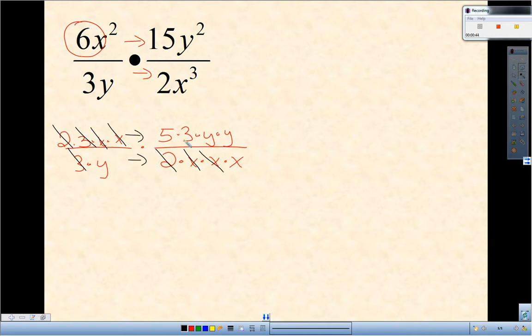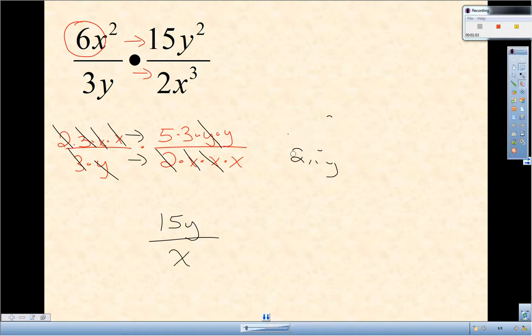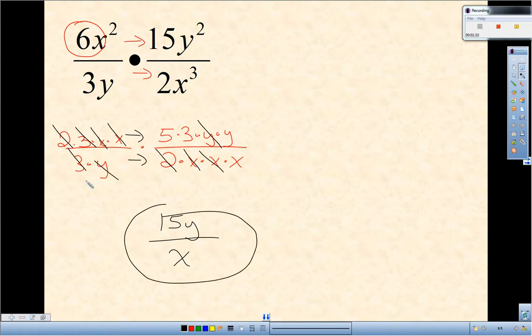Well, in the numerator, I'm going to have 15y squared in the denominator, 2 x y. I forgot I could cross out a y there, so I'm left with actually 15y over x. That would be my answer. So it's very easy to make a mistake, and so remember, just cross out your factors, and then whatever remains, multiply straight across. That's your answer.